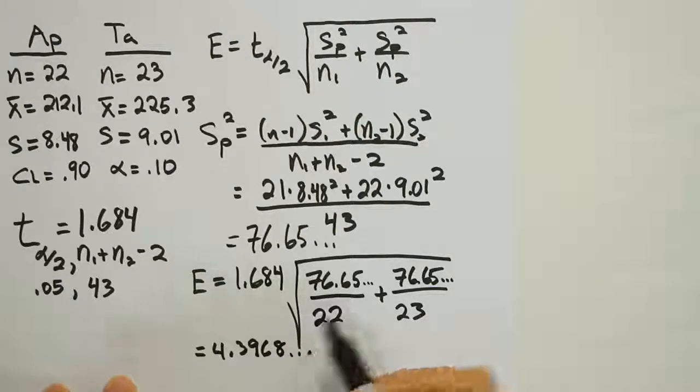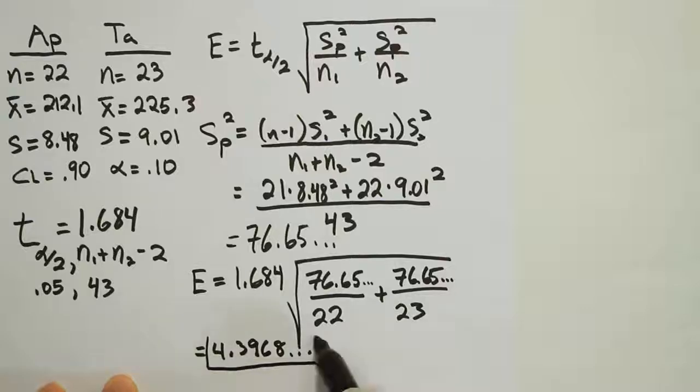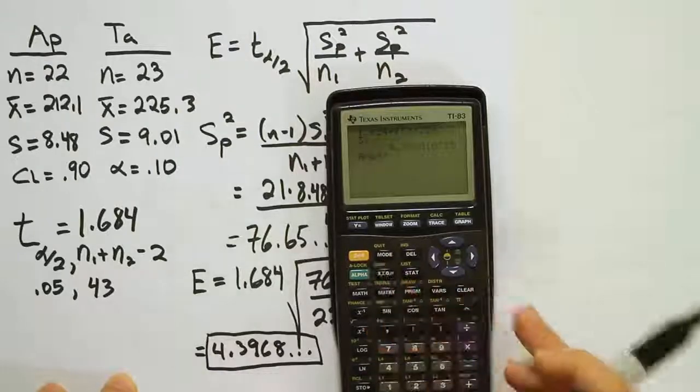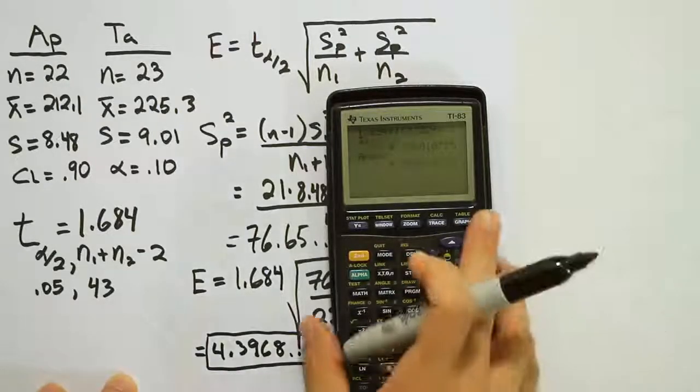4.3968... So again, I'm going to store that in my calculator so I have it for use for later, right? For my next step, my last and final step. So that's my margin of error. I'm just going to put it in my calculator as a variable x, right? So I store it in the calculator. It's now ready for use later.